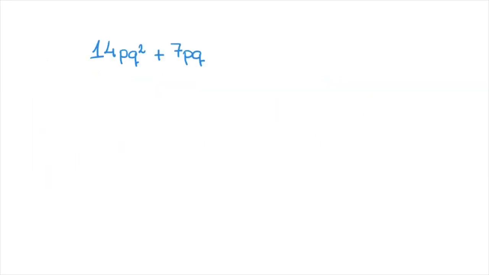Let's look at one more example. Say we have to fully factorize this expression. We have 14pq squared plus 7pq. Well, as always, the first thing we do, step 1, is to find the highest common factor of all the terms in this expression. And to do that, we start by writing each of the two terms as products of their factors. In other words, we state that this equals 14pq squared, which would be 2 times 7 times p times q times q, plus 7pq, which is just 7 times p times q.